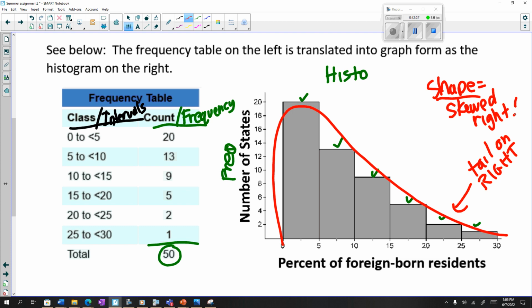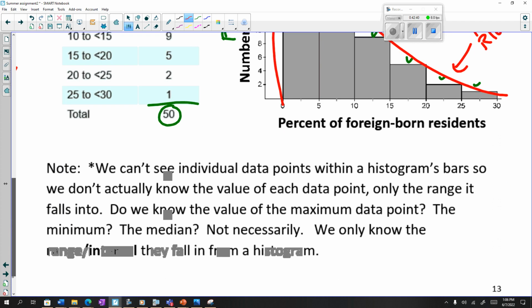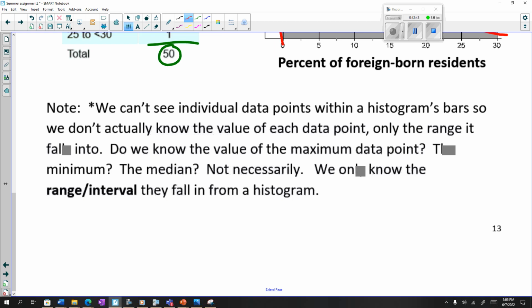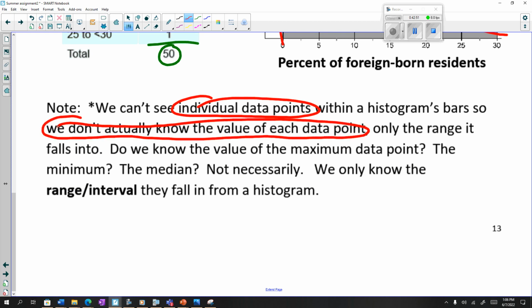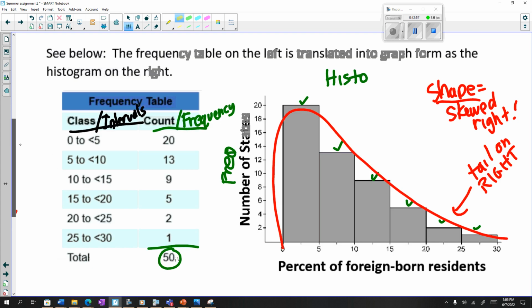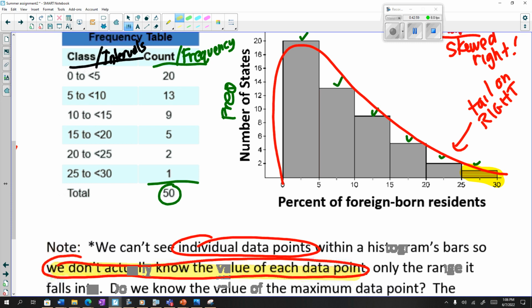Now, on the bottom, this is important with a histogram because this actually showed up on a multiple choice and it was kind of tricky. It says we can't see individual data points within the histogram. So keep in mind we don't actually know the value of each data point. This is so important because we don't know if the number in this bar is 25 or 26 or 27 or 28 or 29. We don't know.